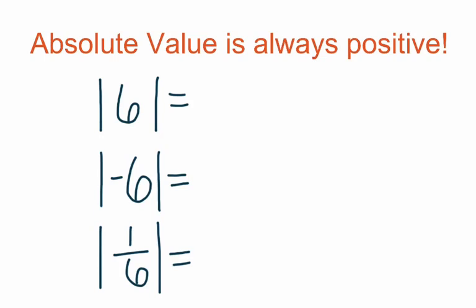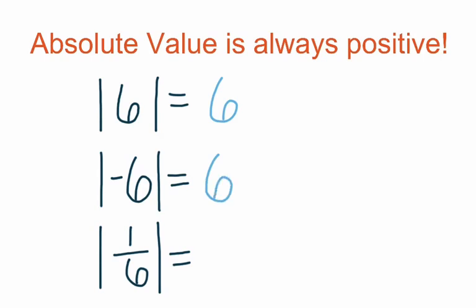In the next 3 problems, they're very similar. As we go through these, we want to know what is the absolute value of 6? How far away from 0 is 6? It's 6 away. The next problem, what is the absolute value of negative 6? Well, negative 6 is also 6 away from 0.